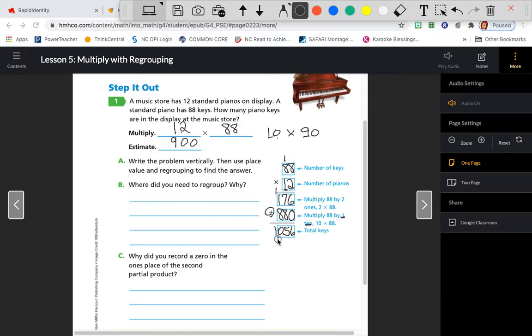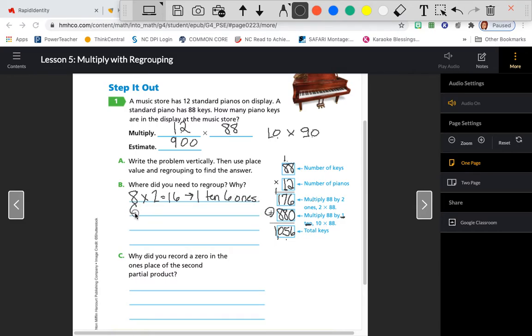Now let's look at B. We're going to use the work that we've done over here to answer these last two questions. It says, where did you need to regroup and why? So when we regroup, we had to carry over into the tens or carry over into the hundreds. So let's look at it. When I multiplied 8 by 2 ones, the product was what? It was 16. And I know that I can't have more than 9 ones in my ones place. So I had 1 ten and 6 ones. So you could simply say, where did you need to regroup? We could write that equation. When we said 8 times 2 is 16, that would read as 1 ten and 6 ones.